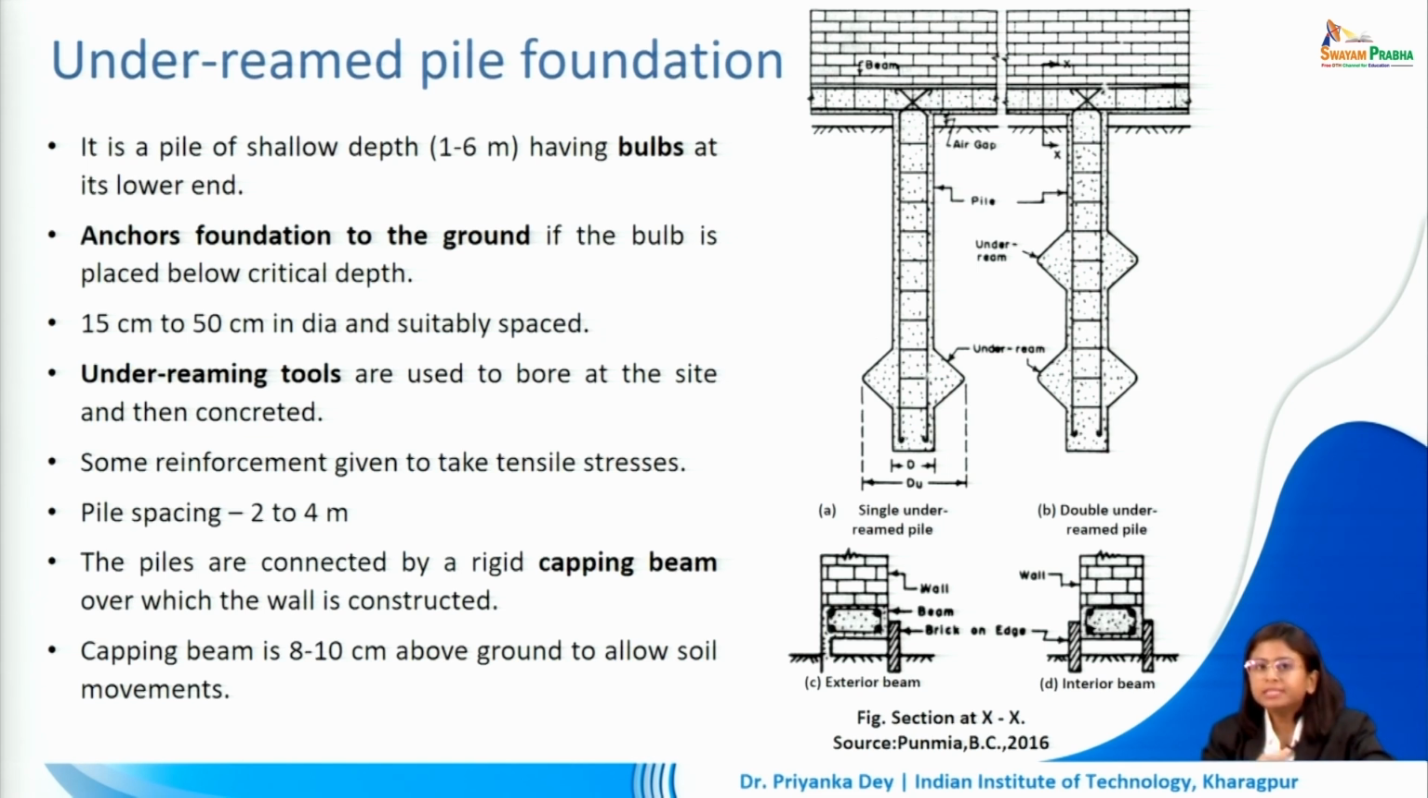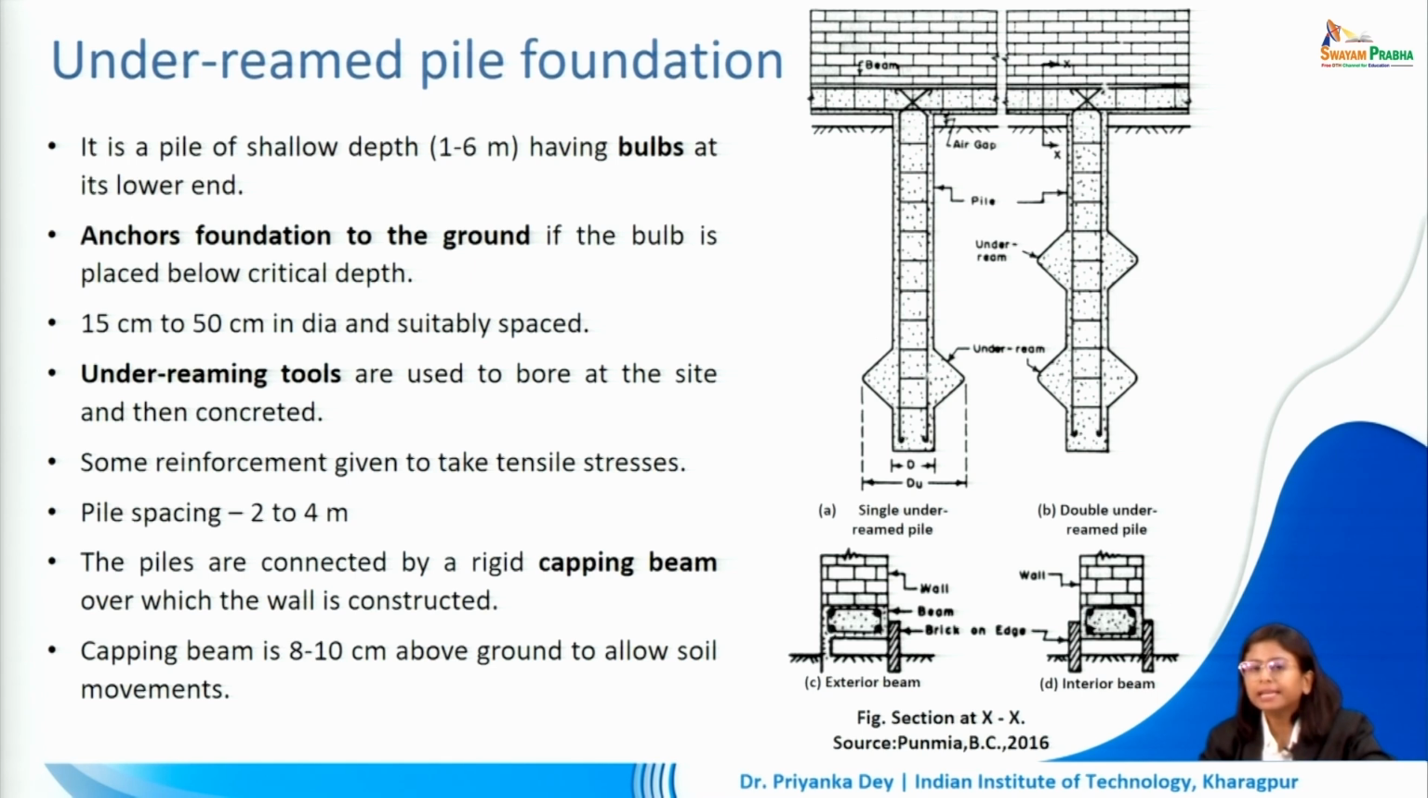Now 15 centimeters to 50 centimeters in diameter is usually chosen for these piles and they are suitably placed throughout the building. These underreaming tools are used on site to create the pile foundation in situ itself. Some reinforcement is also given to accommodate the tensile stresses. The pile spacing is about 2 to 4 meters.